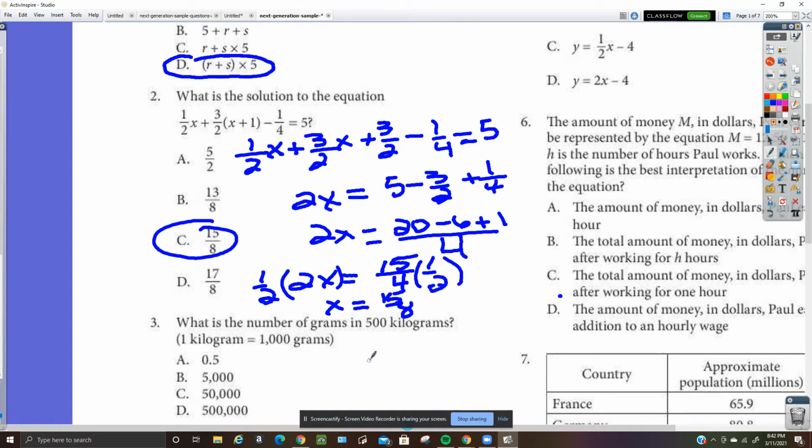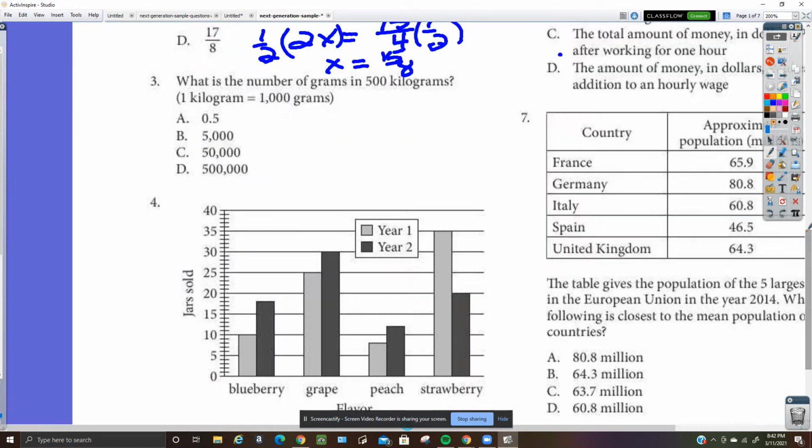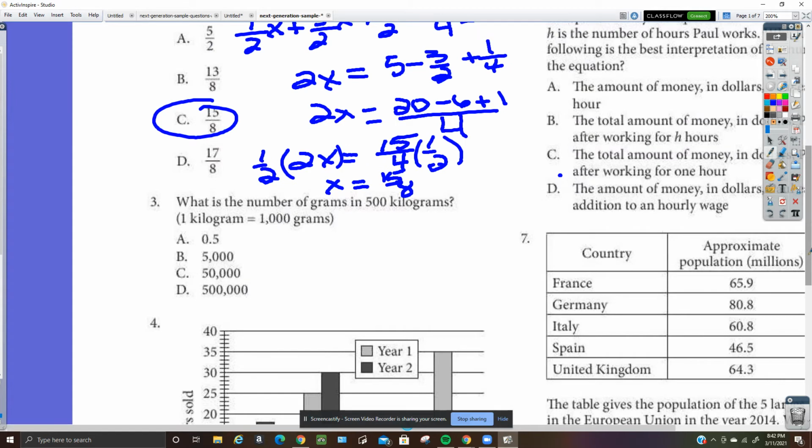And what is the number of grams in 500 kilograms? So you do 500 kilograms times 1 kilogram is 1,000 grams. So these go away and you get 500,000.